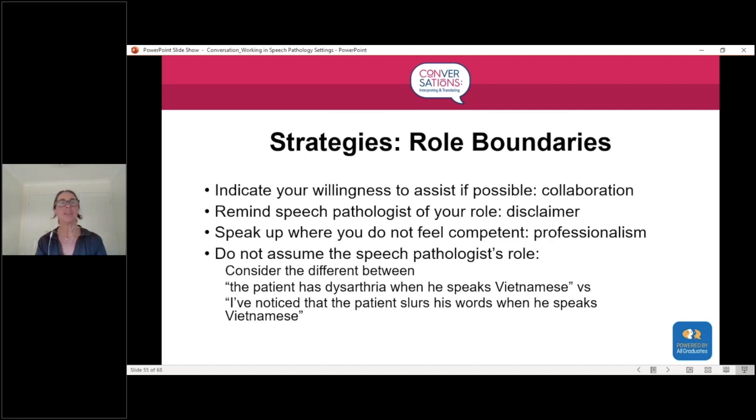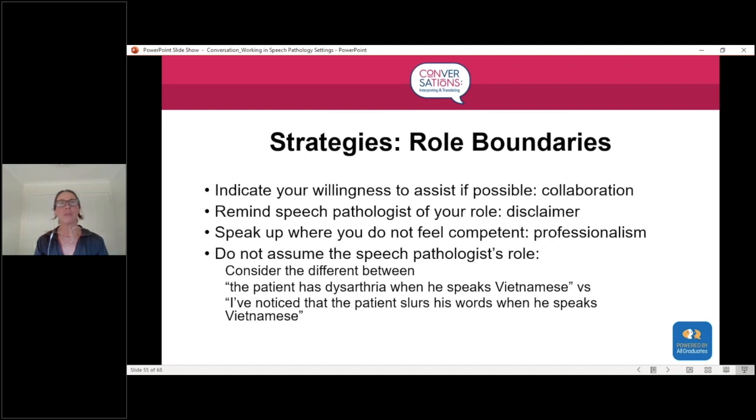But you can remind the speech pathologist that your traditional role is just to interpret the content of what is being said, and that you don't necessarily have the skills, or don't necessarily feel competent, to go beyond that traditional role. It'll be up to you to decide how far you can go. I think it's really important to speak up when you don't feel competent, when you're being asked to do something that you're not quite sure about. I think that definitely demonstrates your professionalism as an interpreter.